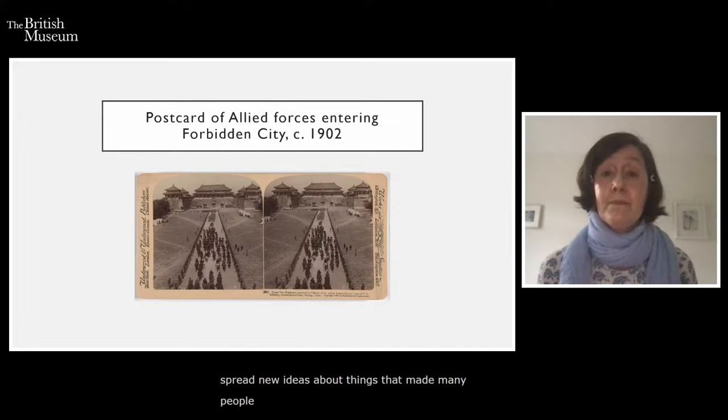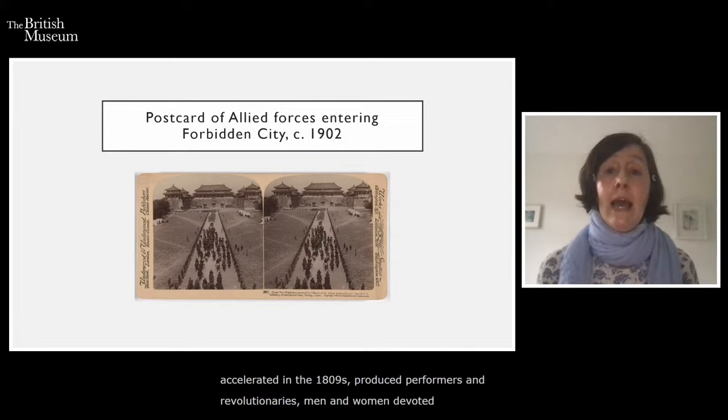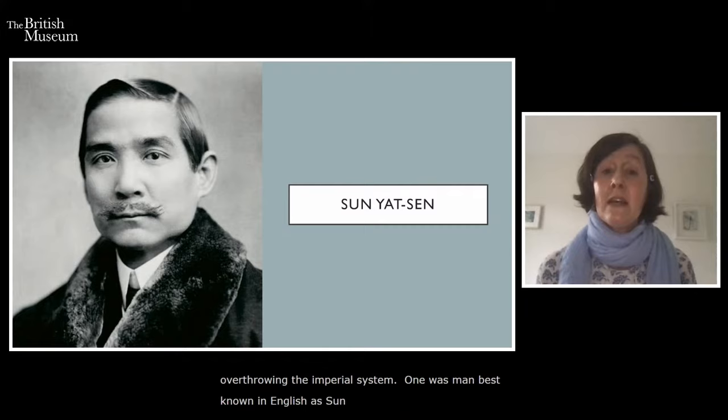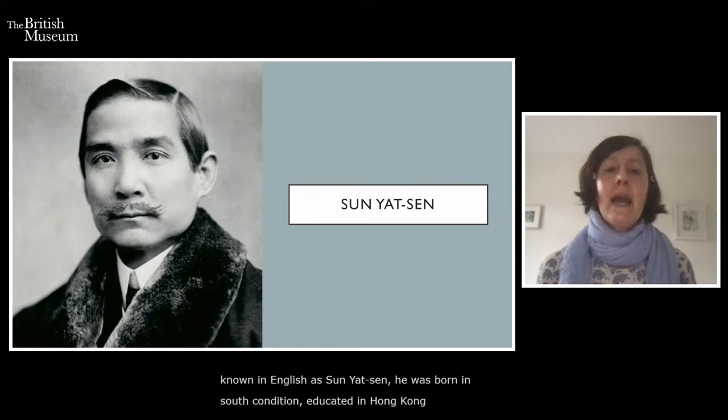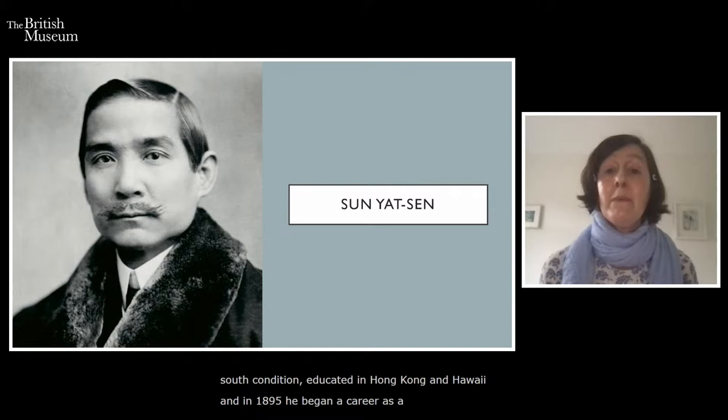The breakdown of old certainties that accelerated in the 1890s produced not only reformers, but also out-and-out revolutionaries, men and also women devoted to overthrowing the entire imperial system. And one of these was a man best known in English as Sun Yat-sen. He was born in South China, educated in Hong Kong and Hawaii, and in 1895 he began a career as a professional itinerant revolutionary, fighting for a republican nationalist state.